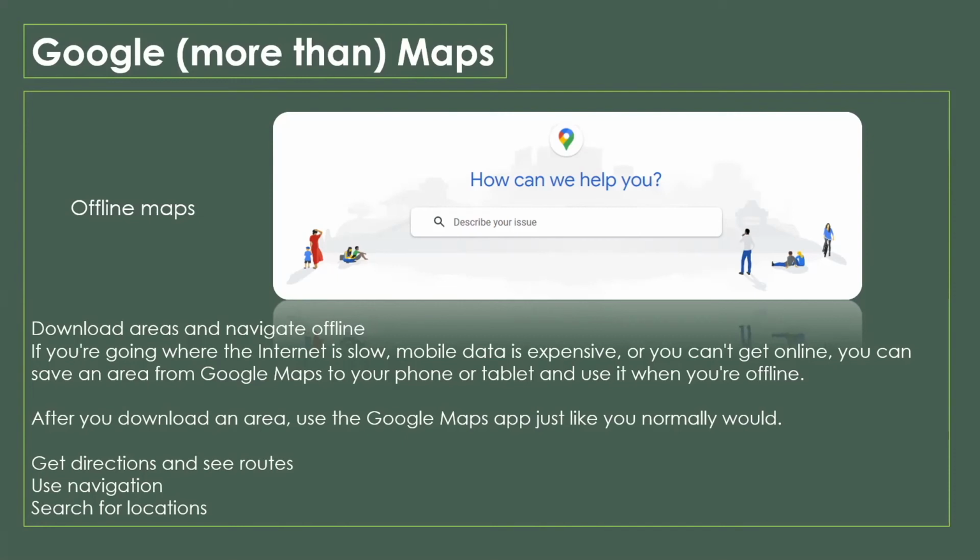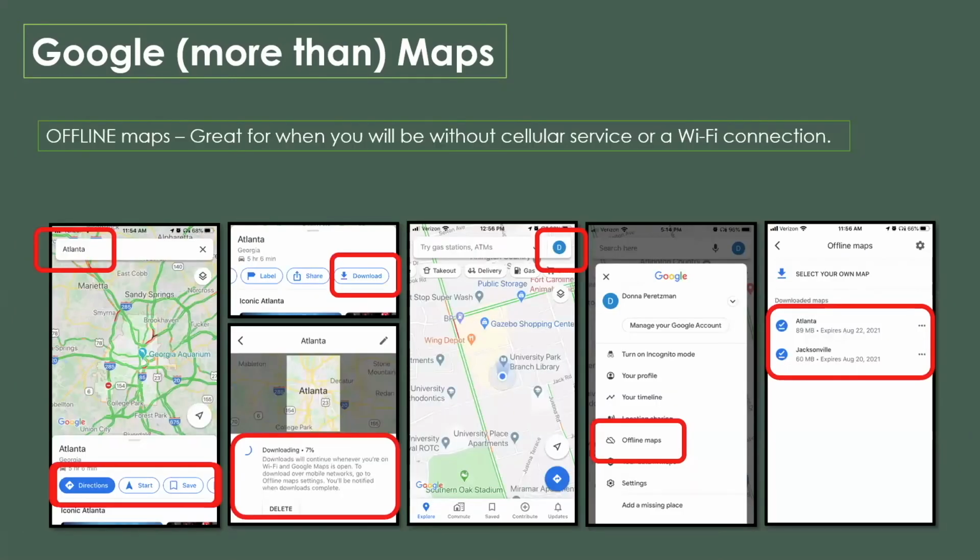There's a lot you can do inside of an offline map, but there are some things you cannot do inside of an offline map. So to get to the offline map area and to do the download, the image on the far left-hand side, we're doing a search for Atlanta.